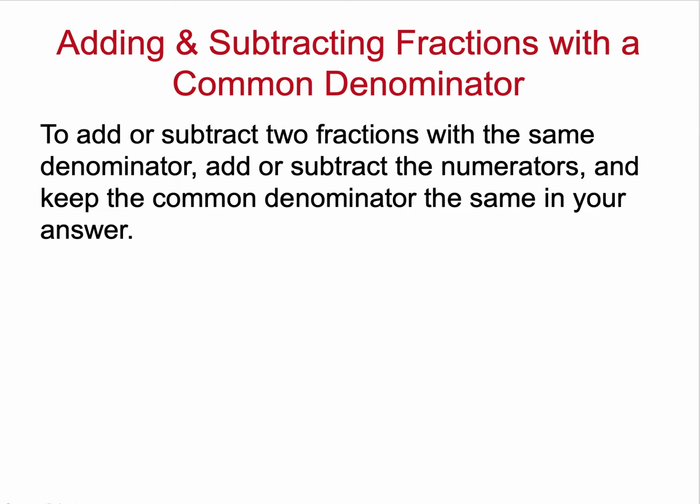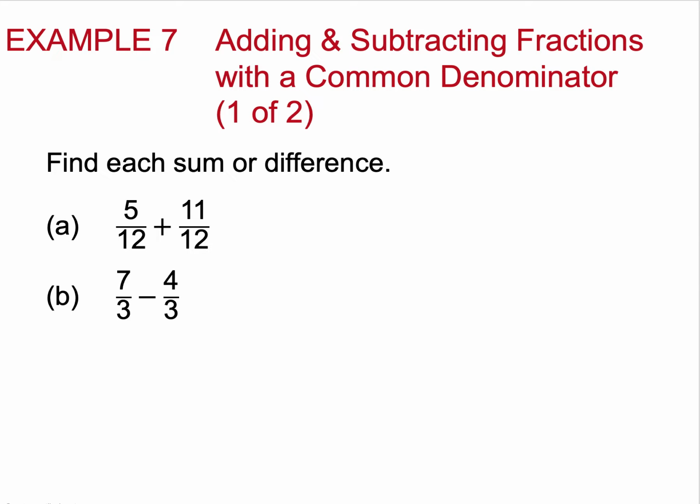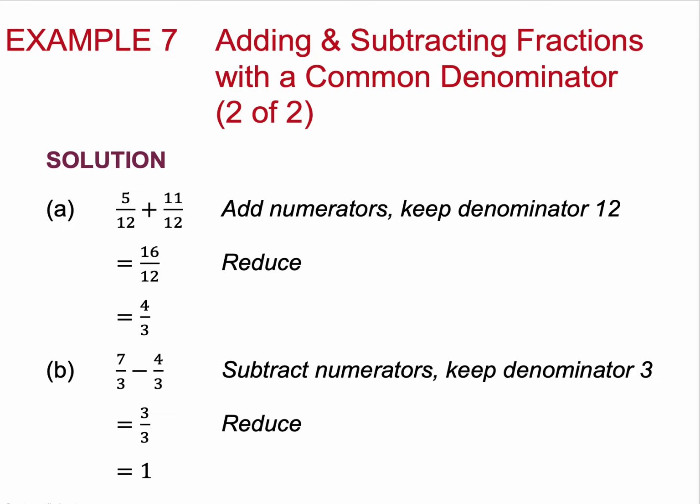Now adding and subtracting fractions with a common denominator is a little more tricky, and this is probably the concept students will need your help with the most. If there is a common denominator, I just need to add or subtract the numerators. So in this case, I have 5 plus 11, which is 16, and 7 minus 4, which is 3.